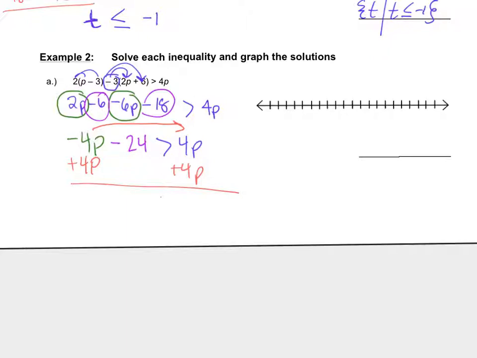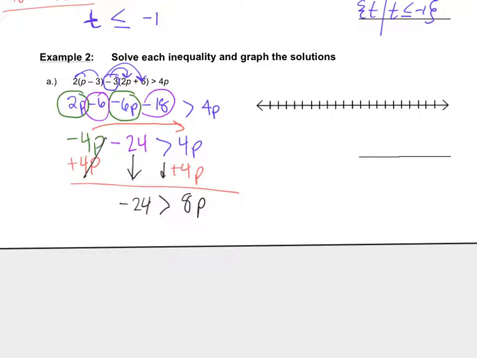That's going to leave you with 8p. Then you rewrite your symbol. Negative 4p and 4p cancel out. Negative 24. Now remember that this is the same thing. The way that it's written says negative 24 is greater than 8p.